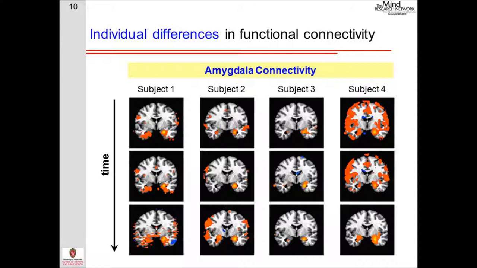In this particular case, we're looking at the functional connectivity of the amygdala. And generally, overall, what we see is strong connectivity to the contralateral amygdala on the other side. But in addition to that, you see a lot of variability within a subject and between subjects. So this particular individual has much stronger connectivity.